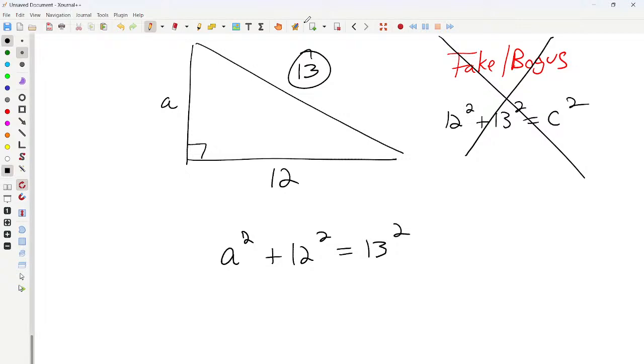I don't know. My calculator doesn't know how to do that. Leave it alone. But 12 squared is 144. 13 squared is 169, which is on the other side of the equation.